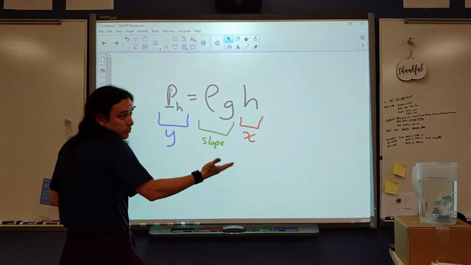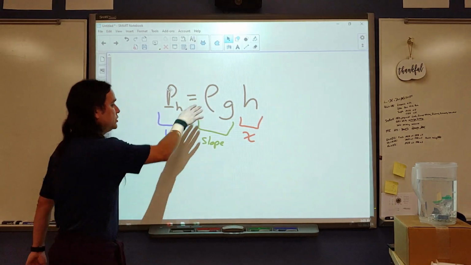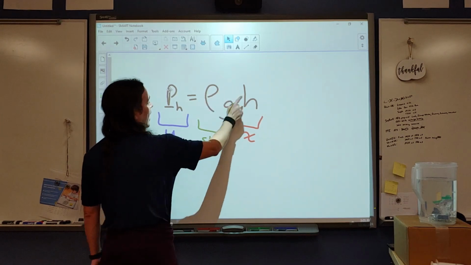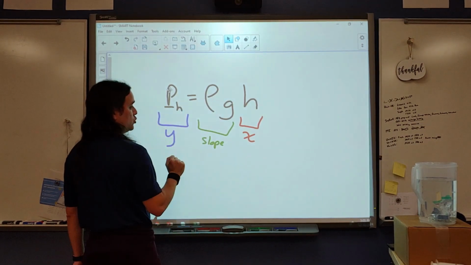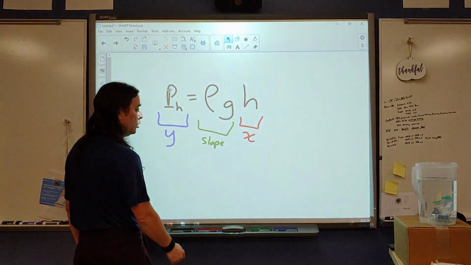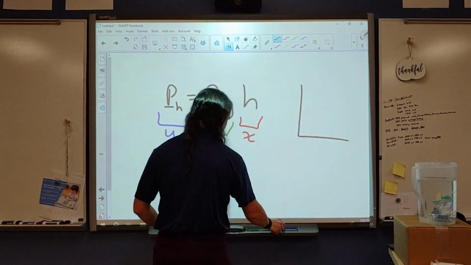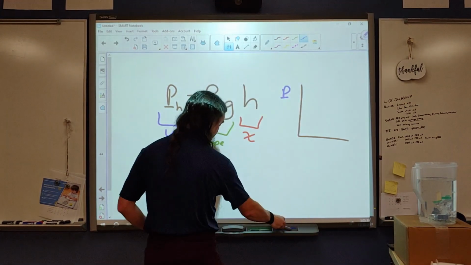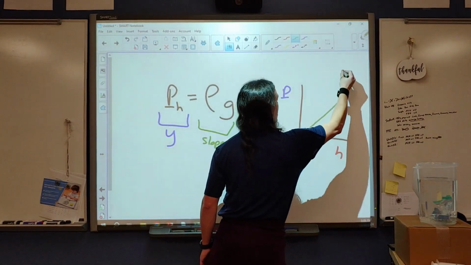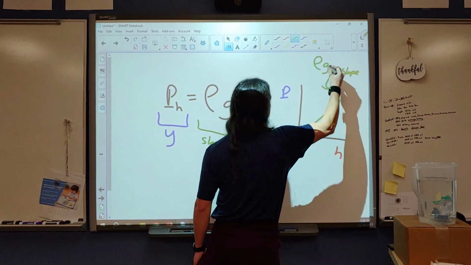And then g, well, here near the surface of the Earth, as long as I don't go super high or super low, should stay about the same at about 9.81. So since both of these are constants, as h increases, the pressure should go up by a similar amount. In fact, these are linearly proportional. So if I were to collect data and graph pressure as a function of depth, I should end up with a line, the slope of which is equal to rho times g.